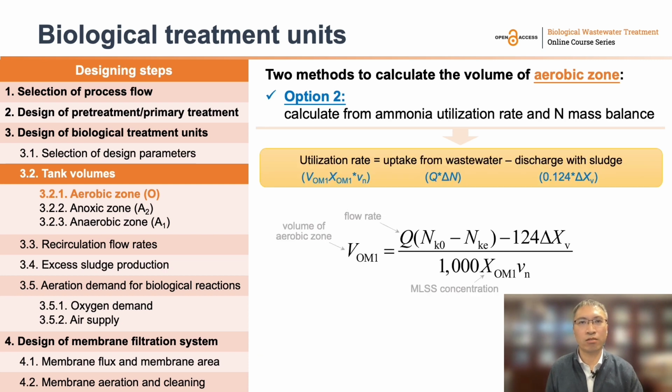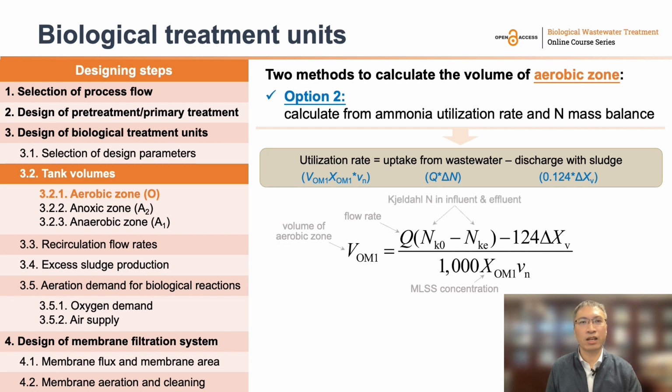The volume of the aerobic zone can also be calculated from the ammonia utilization rate and the nitrogen mass balance, which is option 2. Here, this equation shows the mass balance. The utilization rate is equal to the uptake rate of nitrogen from wastewater, minus the discharge rate in the form of excess sludge. From such mass balance, we can calculate the volume of aerobic zone like this.